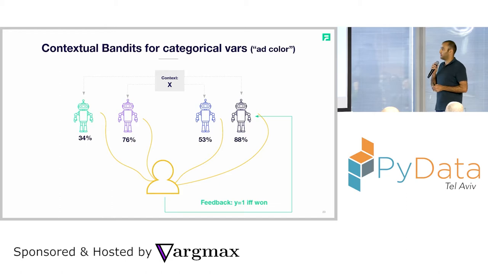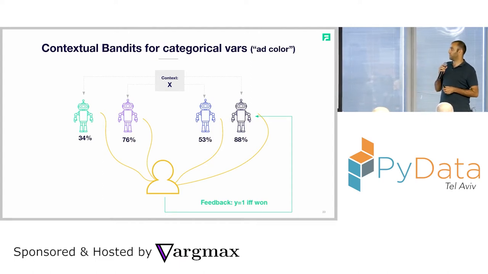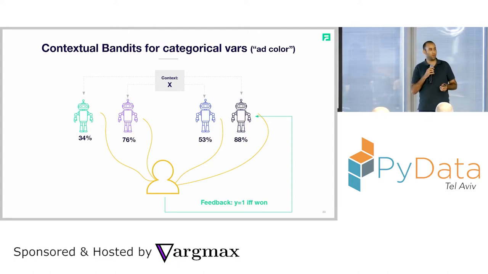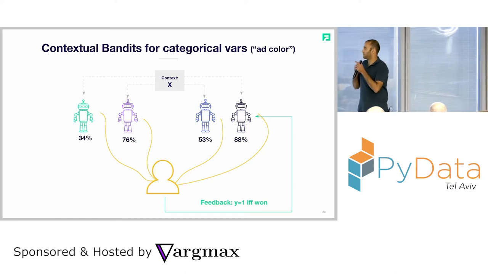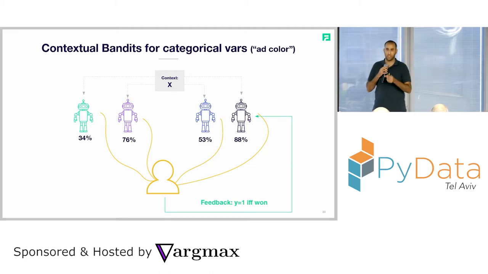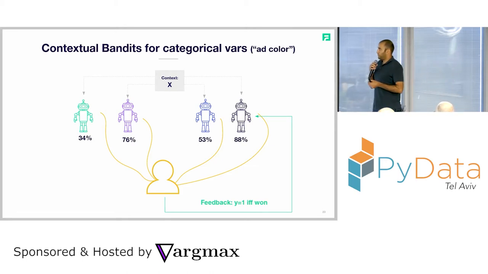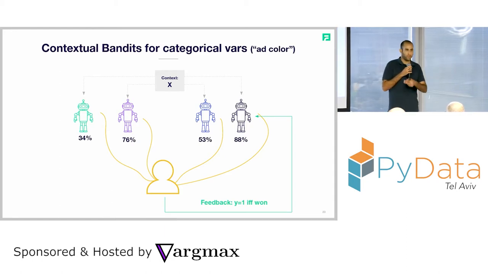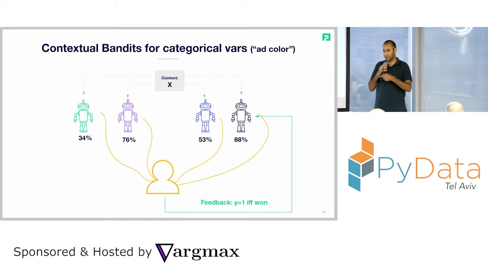Cool, so contextual bandits, as a classic handbook example, are relevant for categorical variables. So for example, we want to show the user ads with different colors. So we have green, purple, blue, and black. And each one of them will produce some kind of a probability. Now, each of these arms actually represents a model. So for example, logistic regression, XGBoost, neural network, etc. And this probability will be based on our goal. For example, in the classic handbook example, our goal is to show the user the ad that they will be most likely to click on.